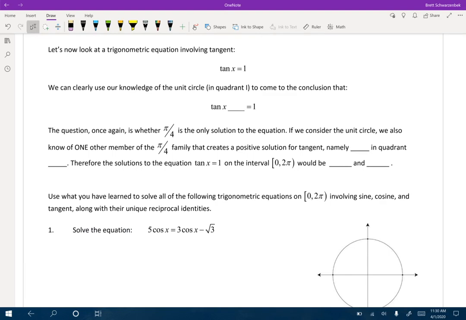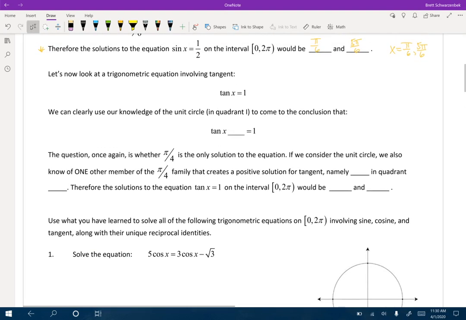Okay, so next, let's say we have tangent x is equal to 1. So just a note real quick. This right here is a typo, so just remove this. I'll remove it on the actual copy when I get a chance. So let's say you have tangent of x is equal to 1.